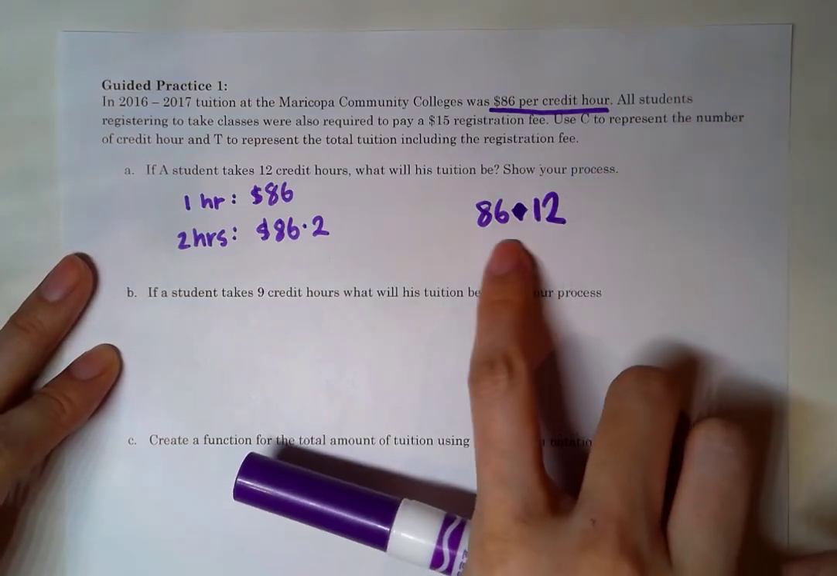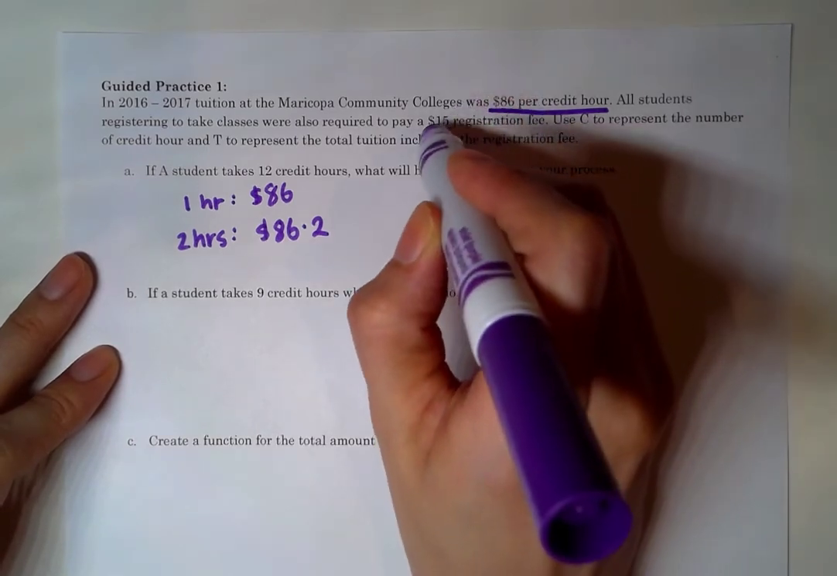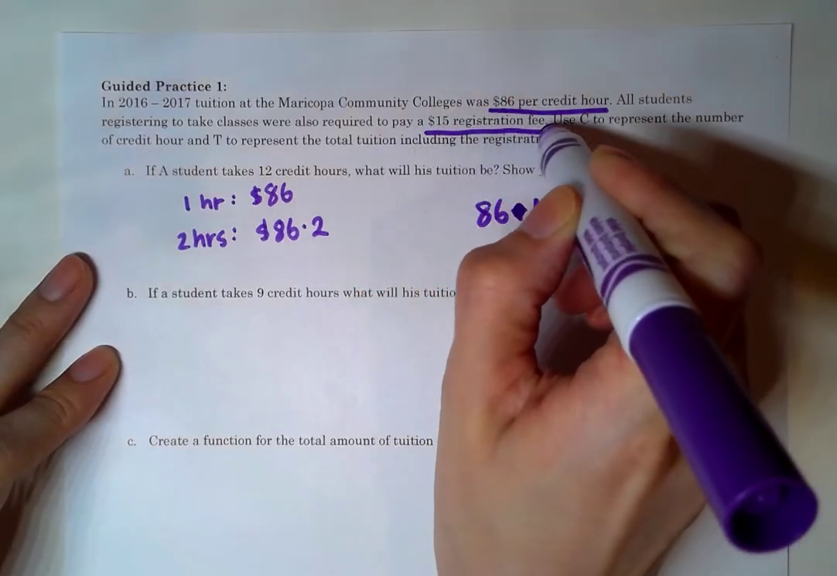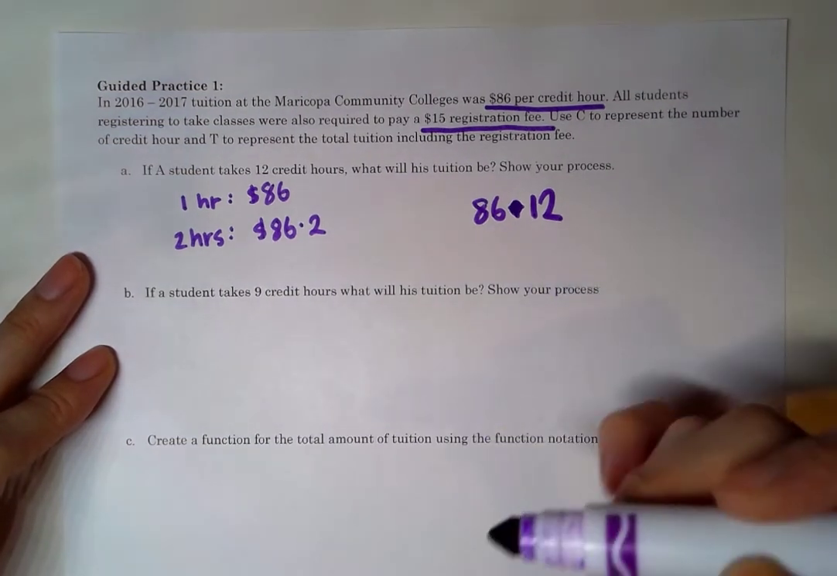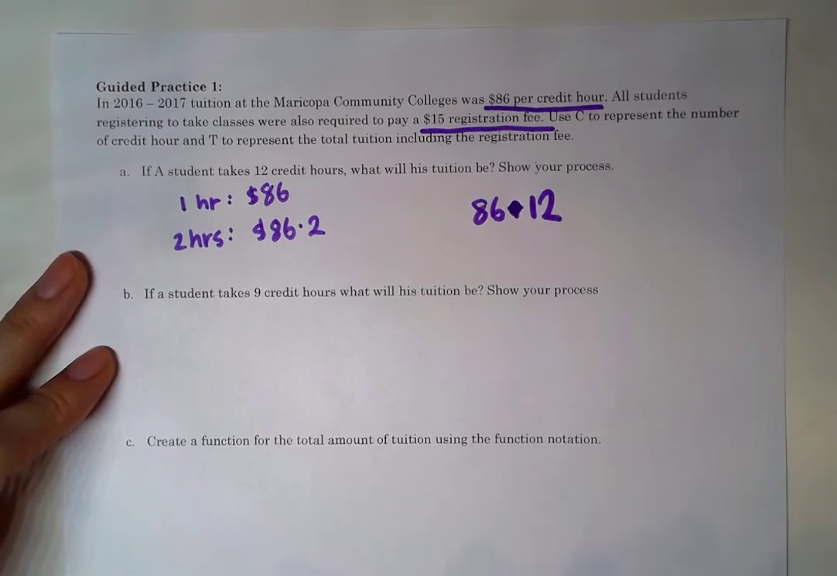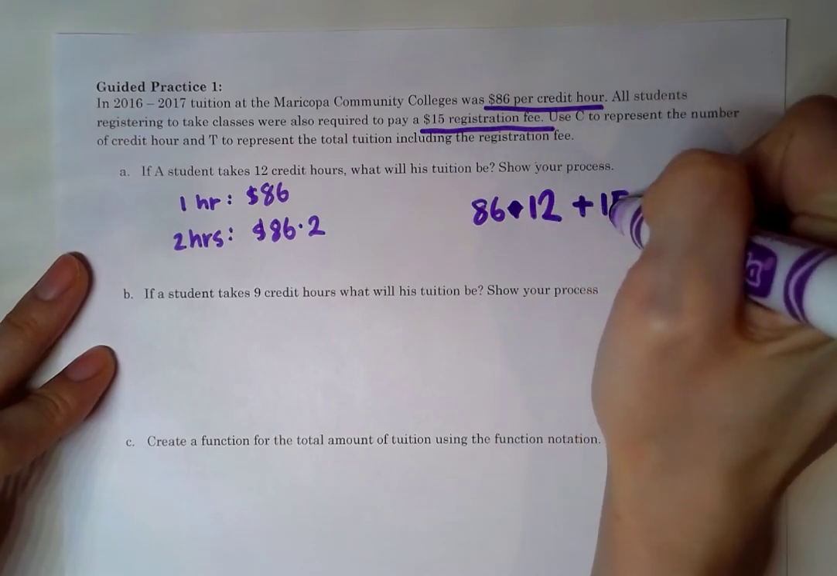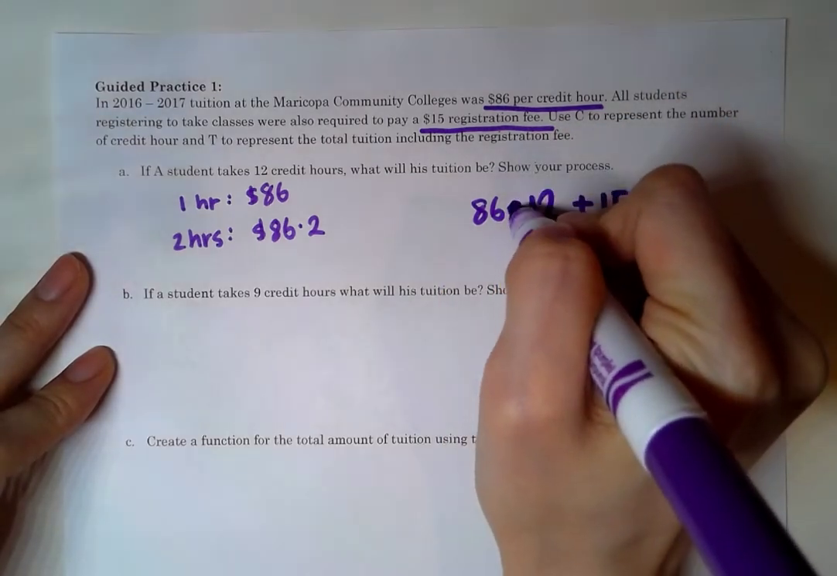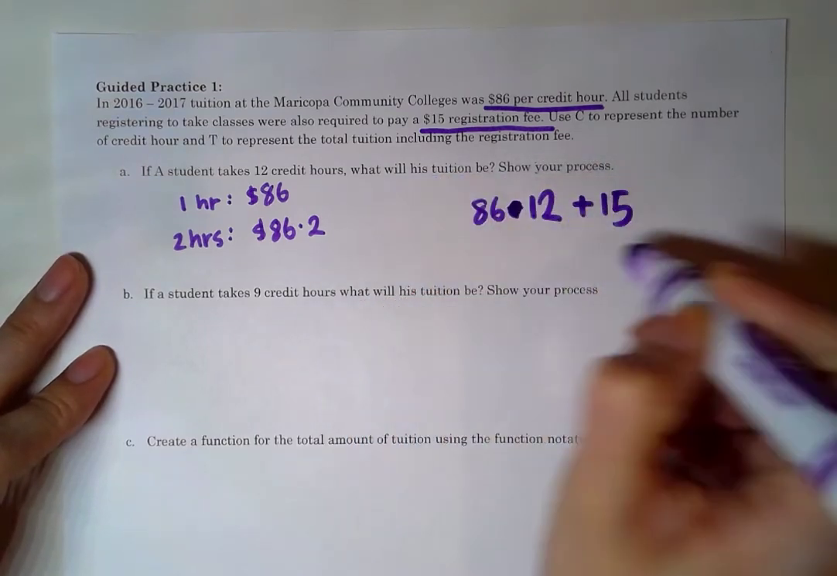But that is only for the credit hours. What else do you have? $15 of registration fee, so you need to add it. That's extra. You take 1 hour, 10 hours, 100 hours, doesn't matter, you need to pay that $15. So let's add it here, plus 15. This is multiplication here, and that's the tuition.